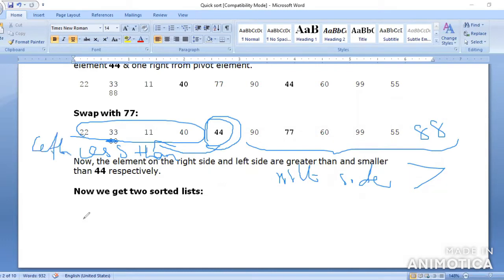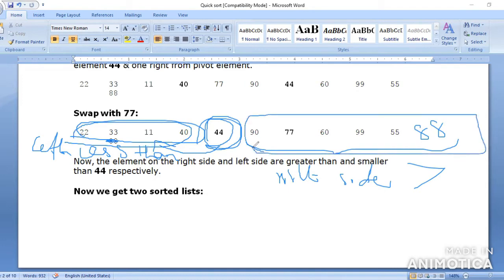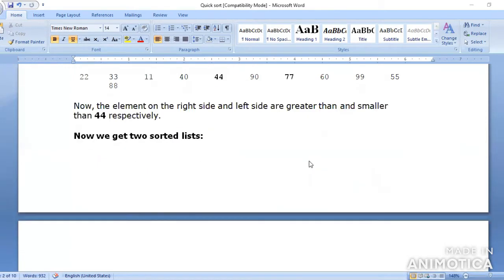It's in its correct position only. So 44 is the pivot element. The pivot element's left side is less than the key value, and the right side is greater than the key values. So based on the pivot element 44, the left side values will be sorted in order, and the right side values will also be sorted in order. Okay, it's clear. Now go to the next point.